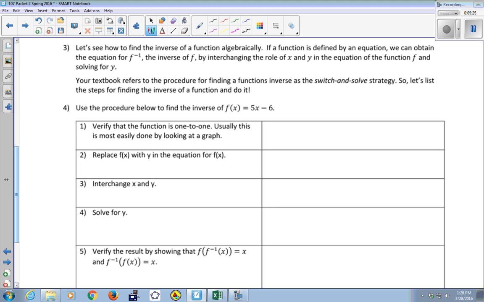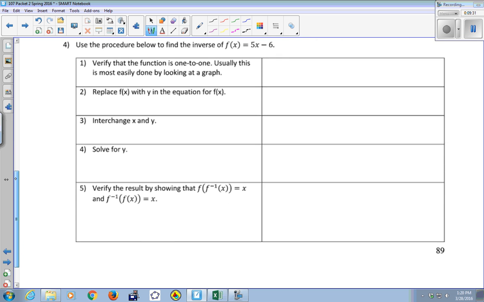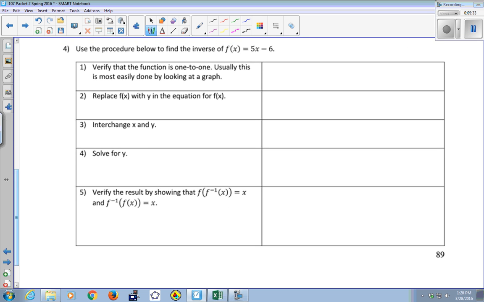Your textbook refers to this procedure as the switch and solve strategy. So here's how it works. I've got a function f of x equals 5x minus 6. If you graphed 5x minus 6, what would it look like? Yeah, it's a line. So is it one-to-one? Yes, its inverse will also be a function. So it has an inverse, we can find it, right?